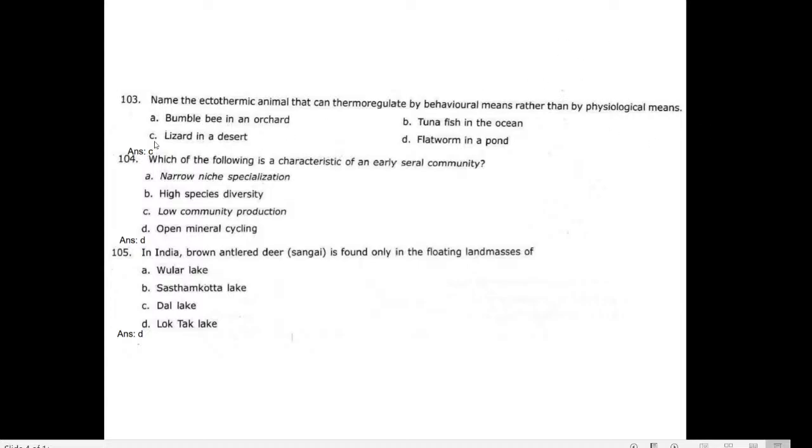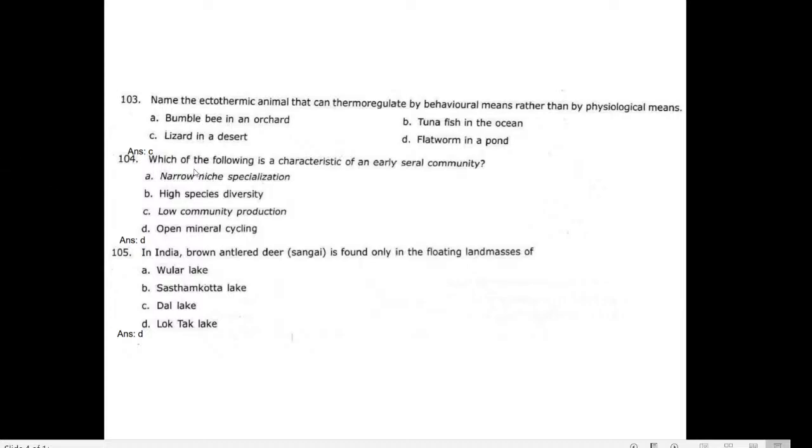Here the behavioral means is the lizards in a desert. Why lizards in the desert? Lizards are not able to produce heat in their own body, so they need some heat for their activation. They take the heat from the desert.